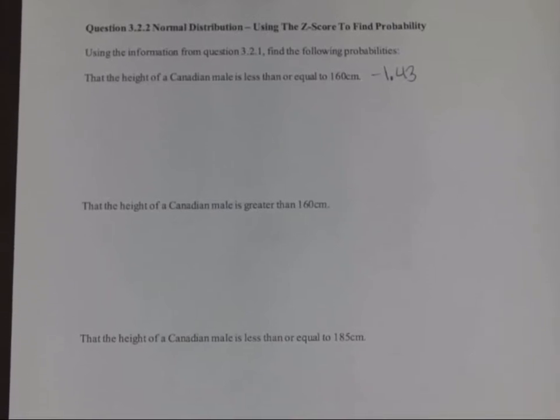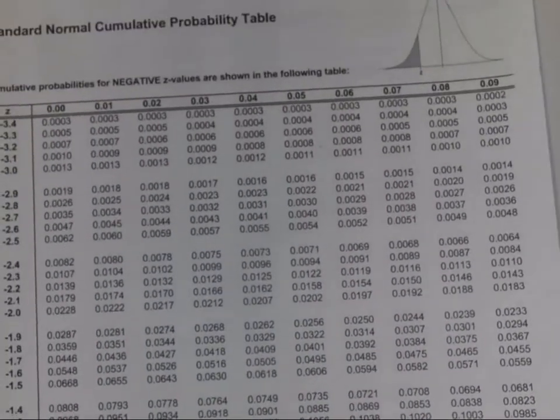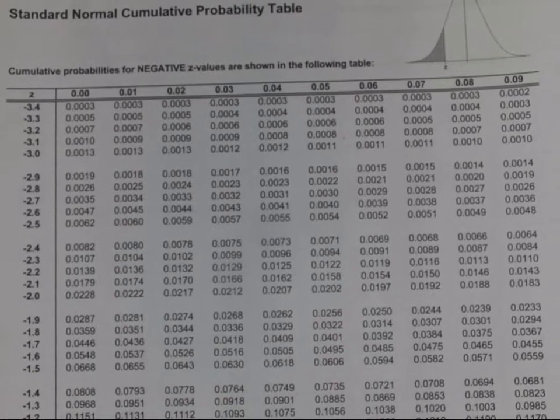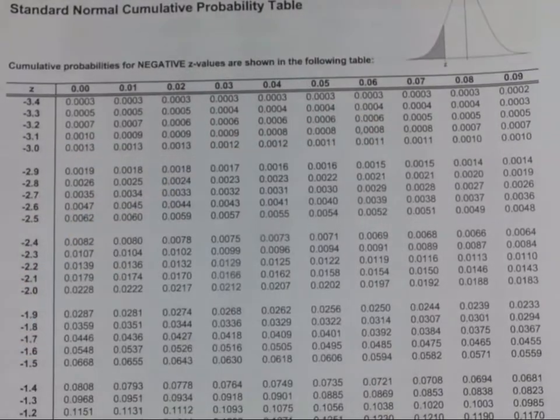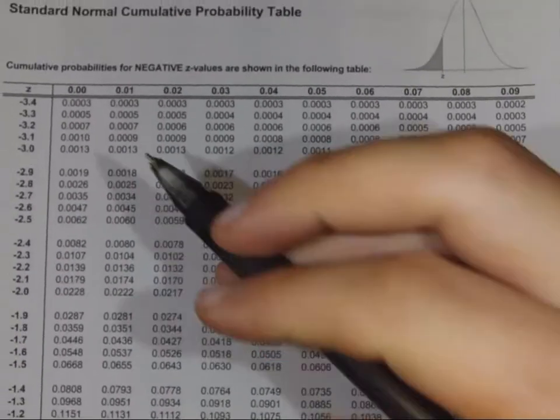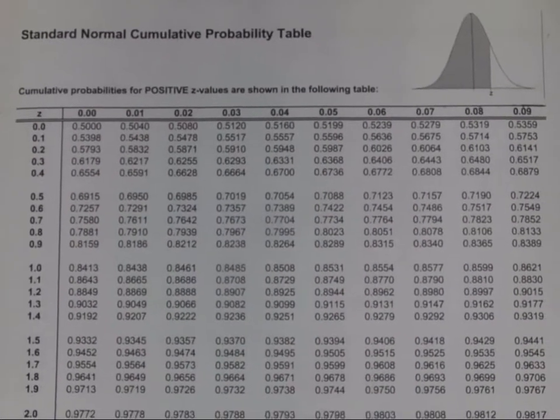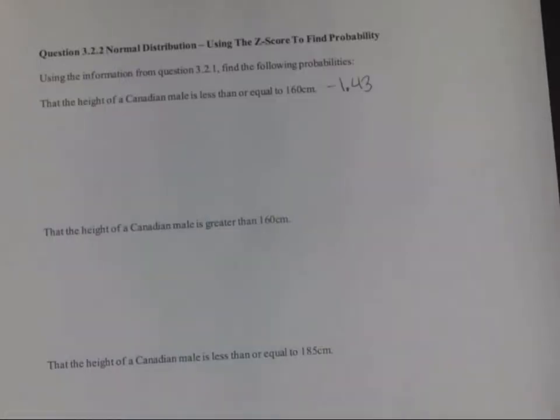You can find it on www.z-table.com. There should be a lot of different ways you can find it, and it will always look like this, with your Z first two numbers along the left side and the third number along the top. Now this is the negative values, and then we have the positive values. So it should be about 2 pages.